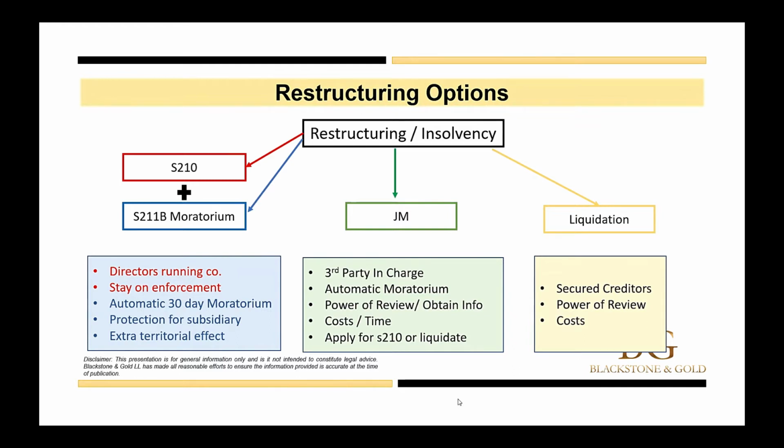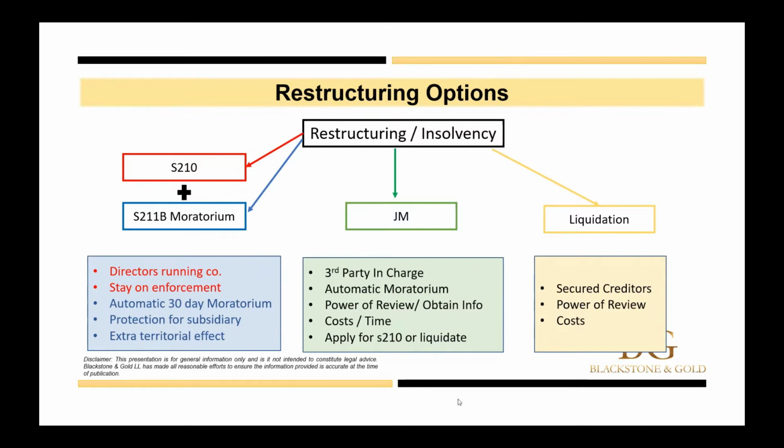In a judicial management, which is in the middle, something we've seen in the past 2 months with some of the companies, it's more suitable in a situation where there are concerns over the ability or the propriety of the directors acting in charge of the company. So a third party comes into the position of the company.